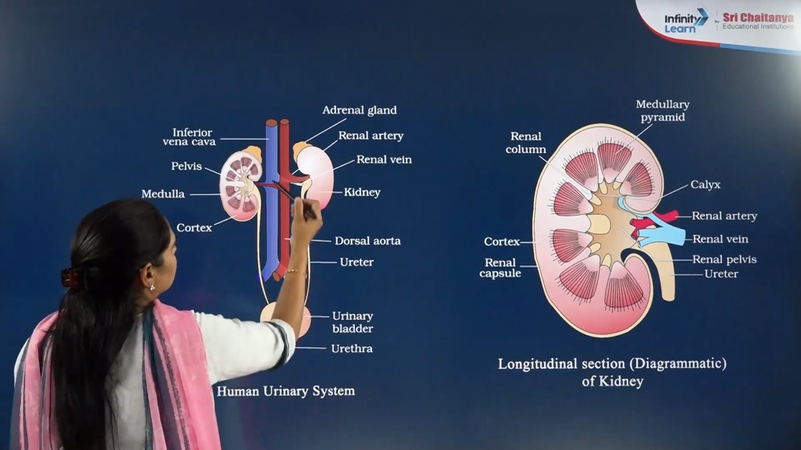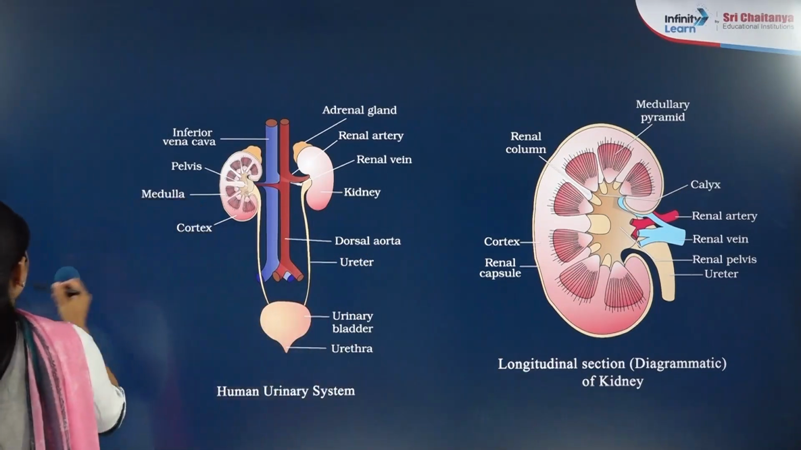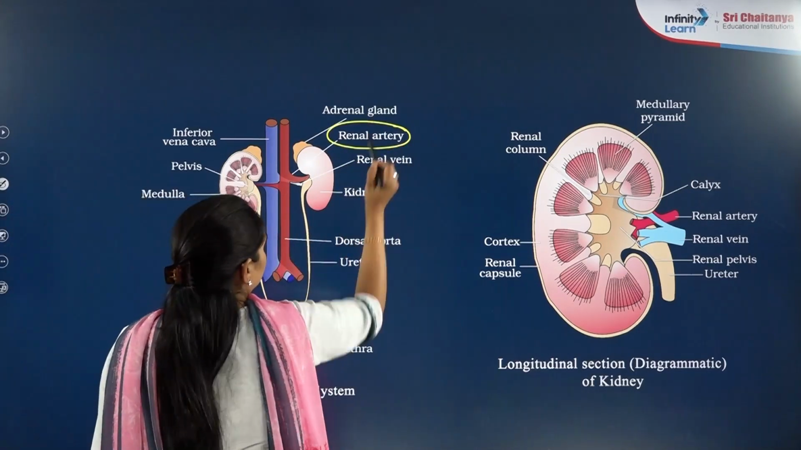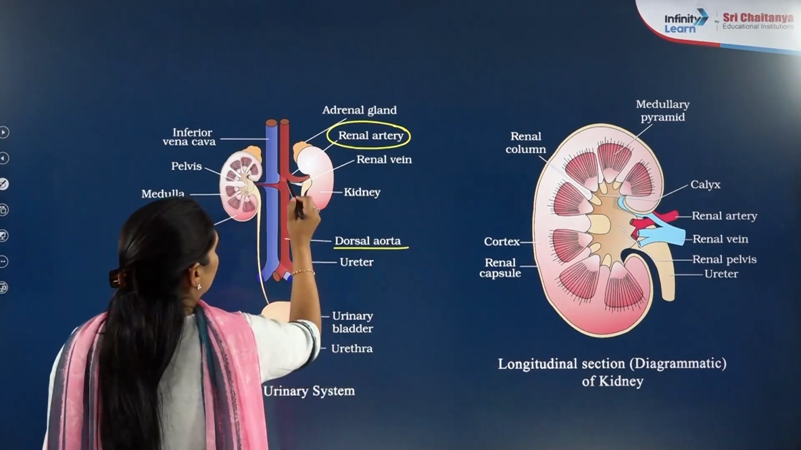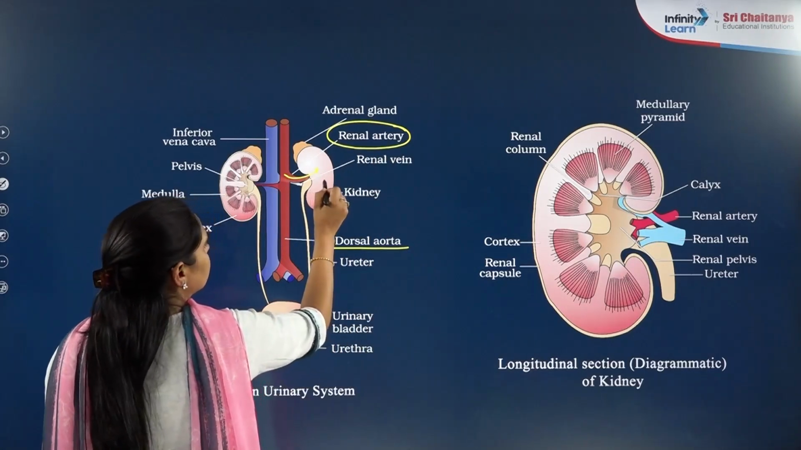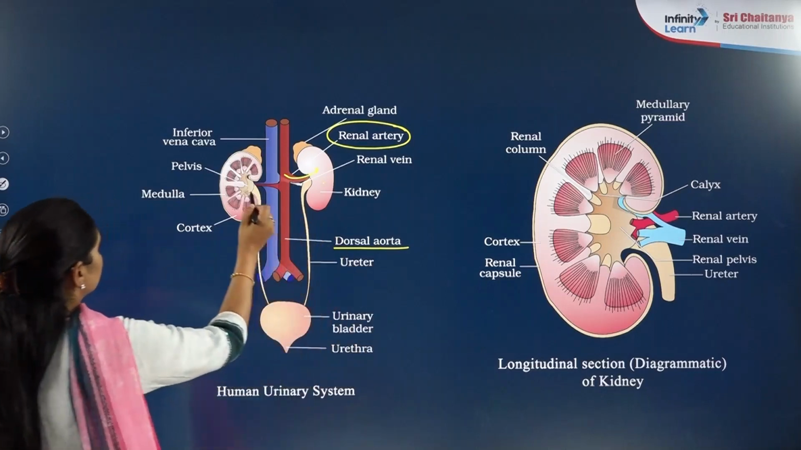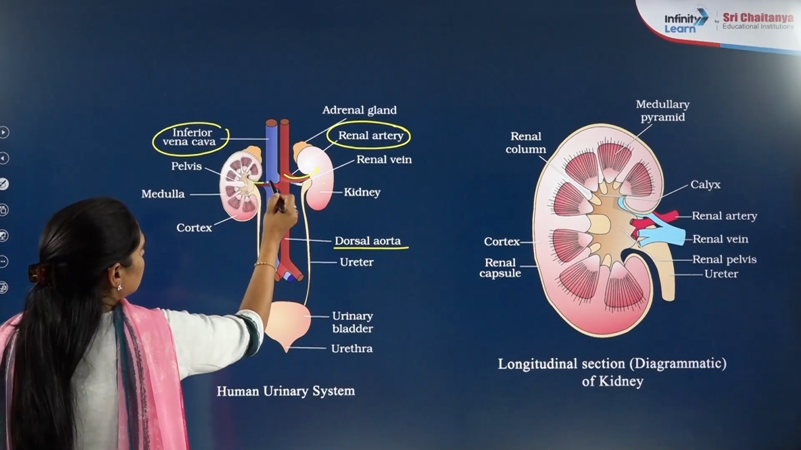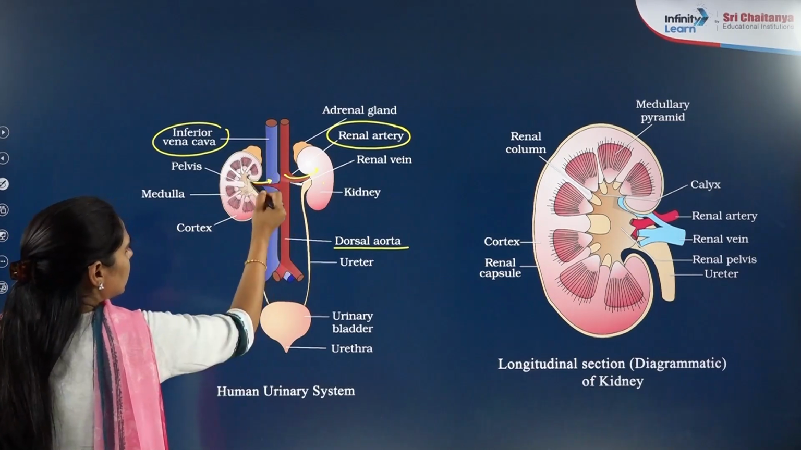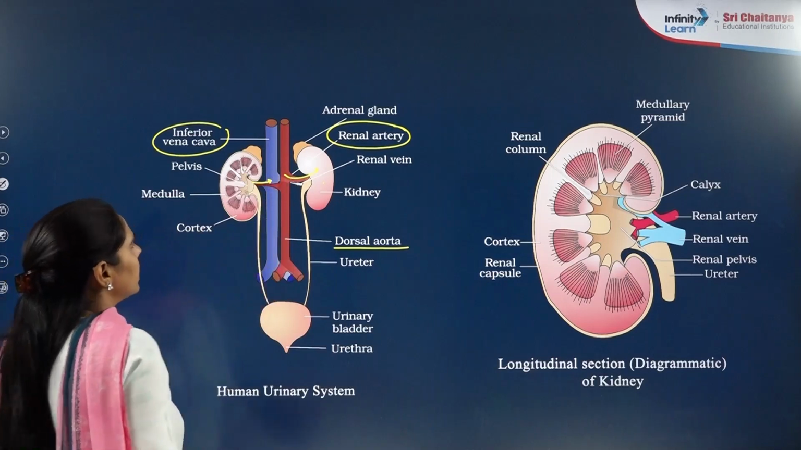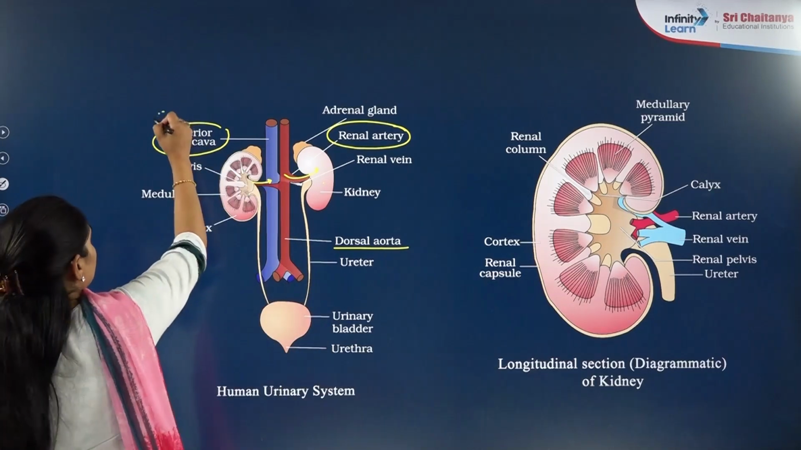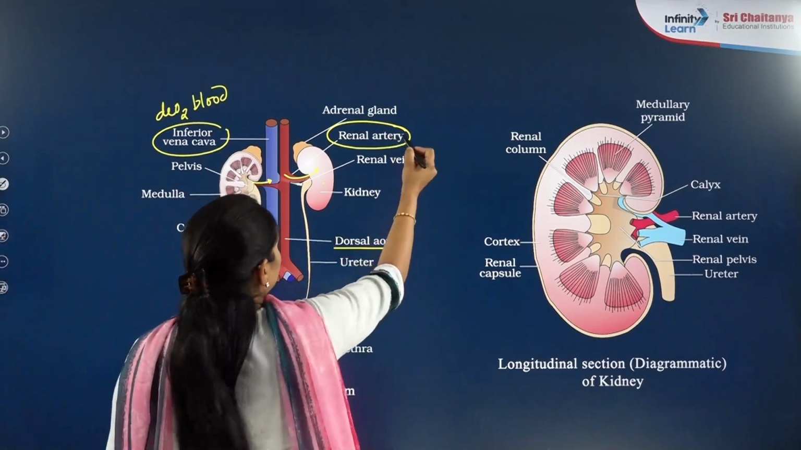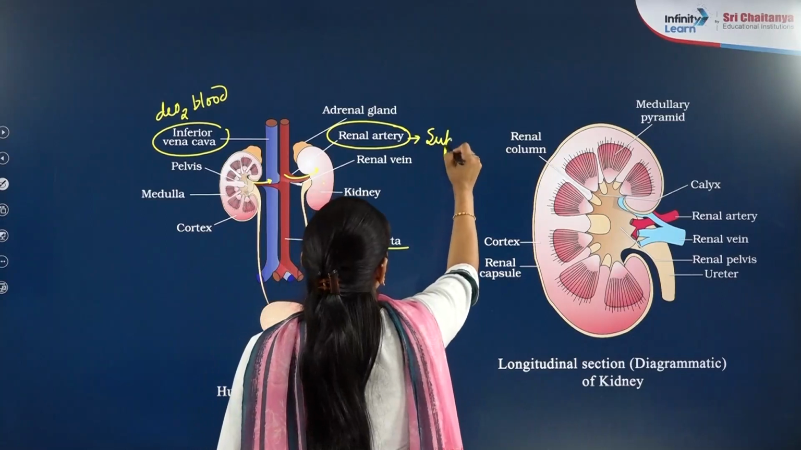From the dorsal aorta, the renal artery will start here. The renal artery is arising from the dorsal aorta, and it is entering into the kidney and supplying oxygenated blood. Whereas if you see the inferior vena cava, the renal vein is coming out of the kidney, and then it is opening into the inferior vena cava. So here deoxygenated blood will be there, and in the dorsal aorta and renal artery, it will supply oxygenated blood.